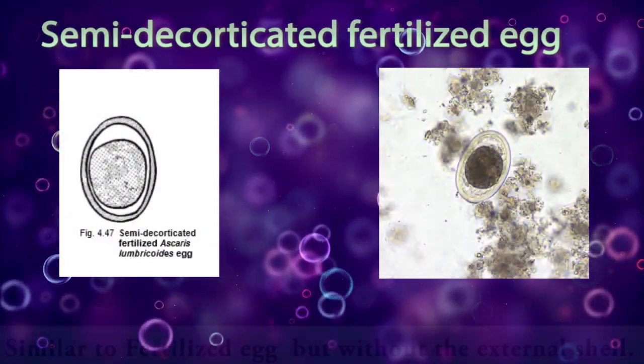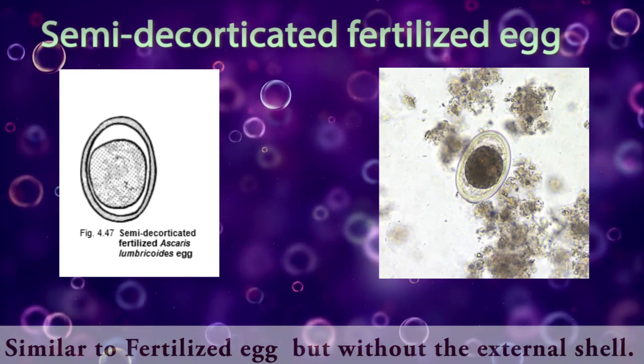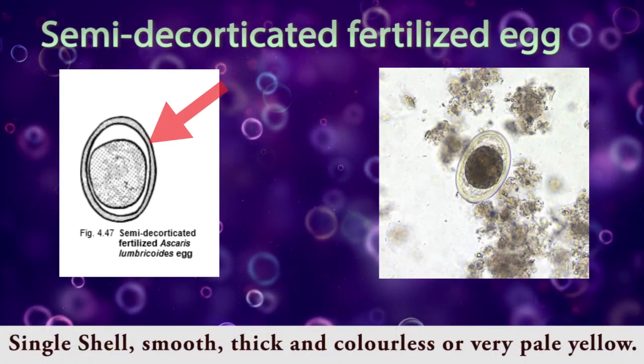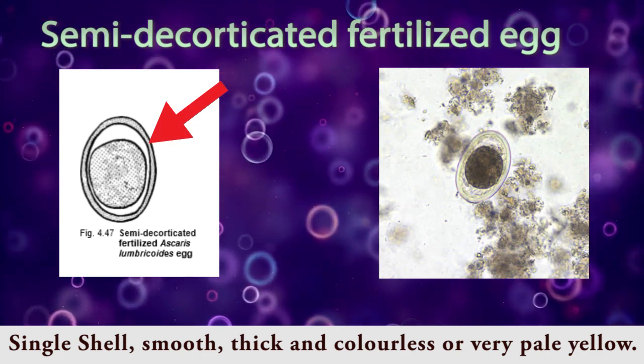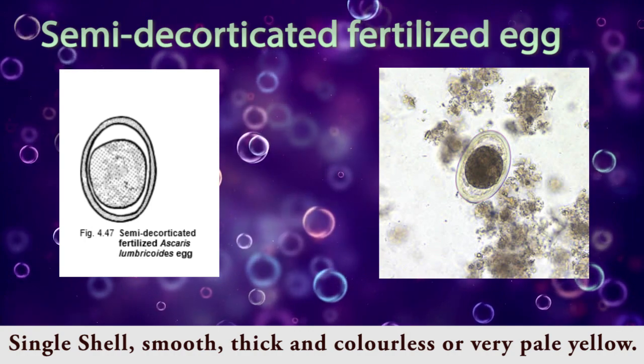Semi-decorticated fertilized egg. Similar to fertilized egg, but without the external shell. Single shell, smooth, thick and colorless or very pale yellow. Content is a single round, colorless granular central mass.